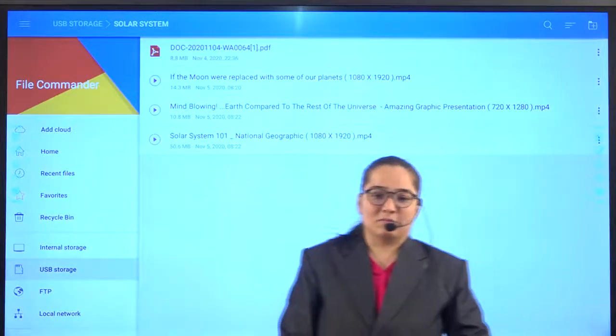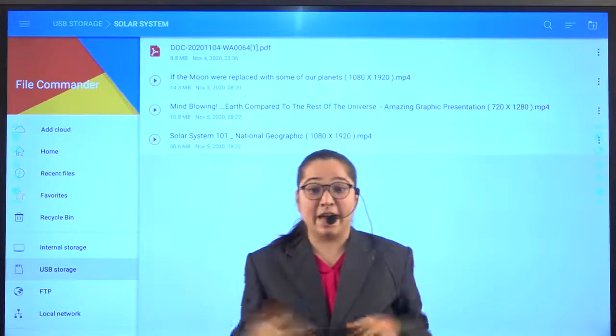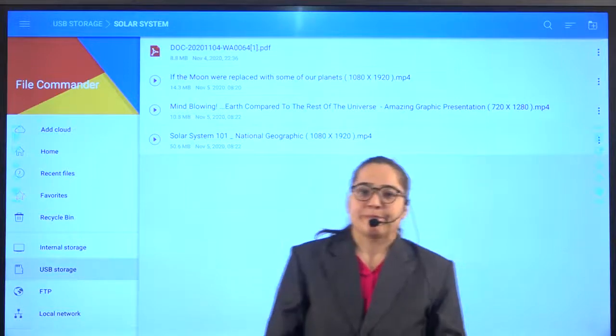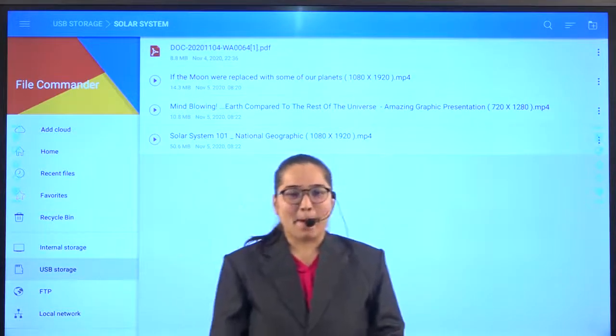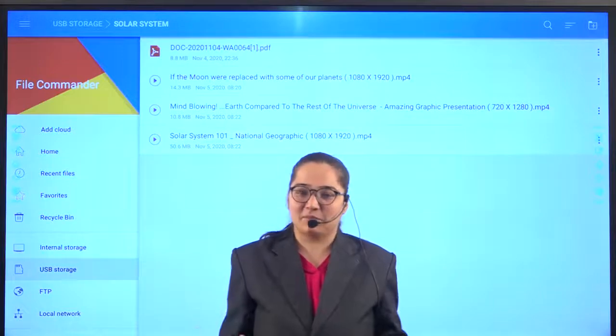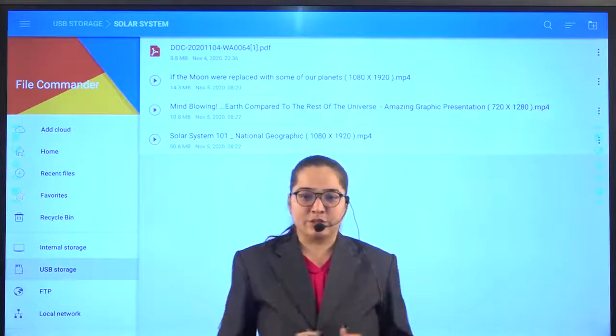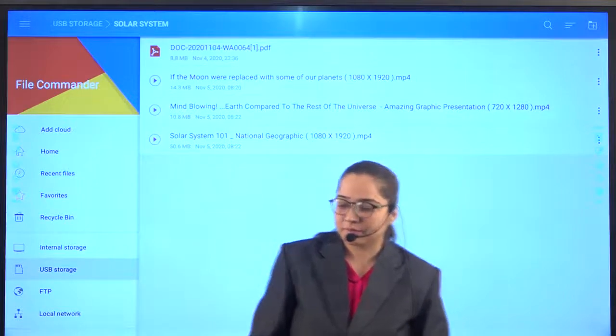Okay, so if moon is replaced, then you would have been able to see in this way the entire solar system. But this is just a visualization, not a completely correct thing.